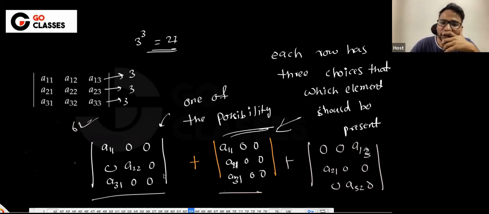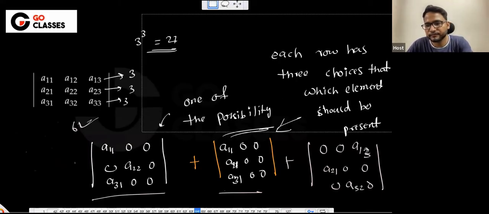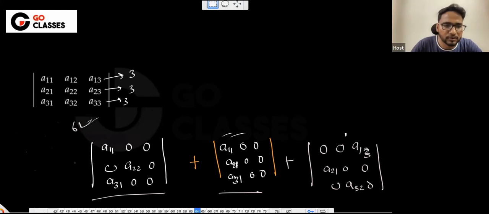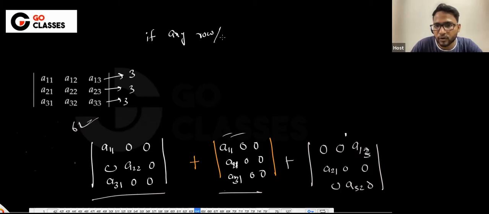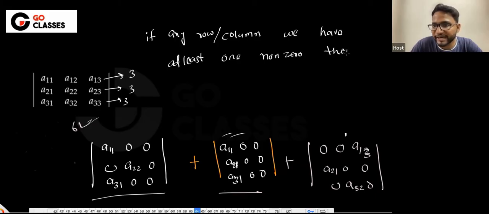I think anyone having all zeros in the rows or all zeros in the columns will not survive. Or maybe let me think in the opposite way. What will survive is if at least one of them is non-zero. So let me say that if in any row or column we have at least one non-zero, then that determinant will survive.